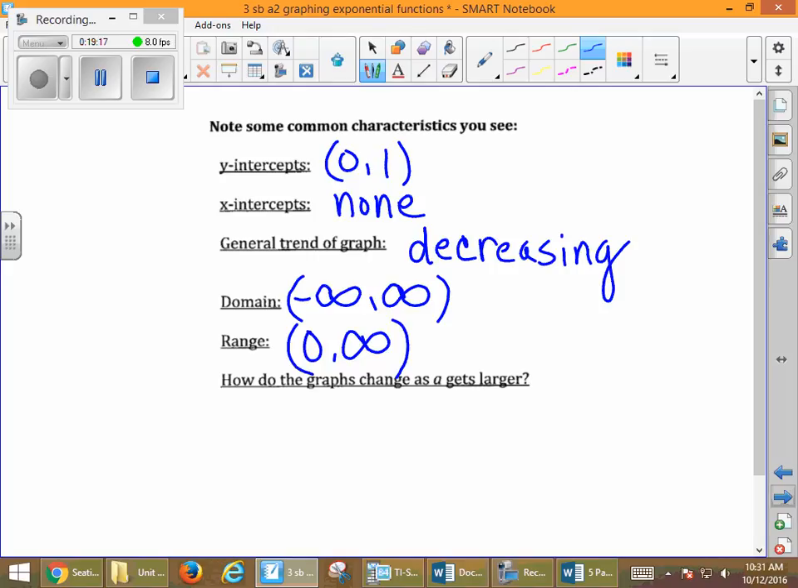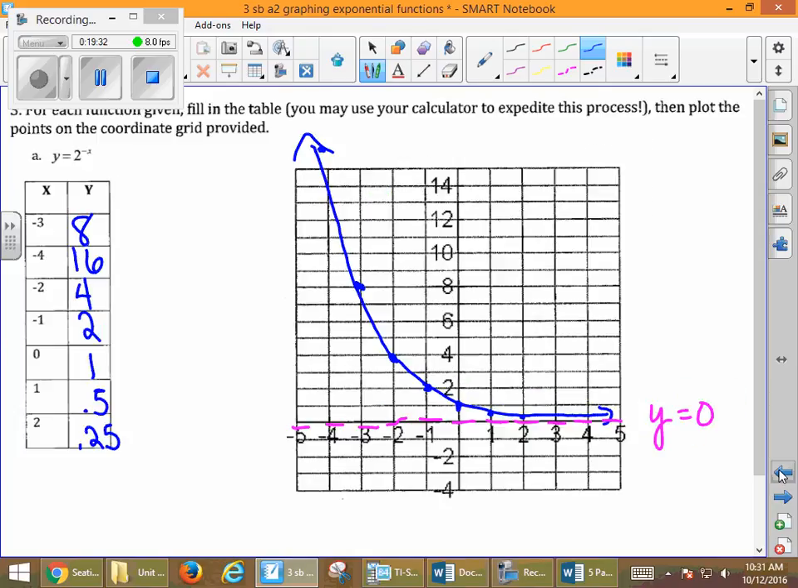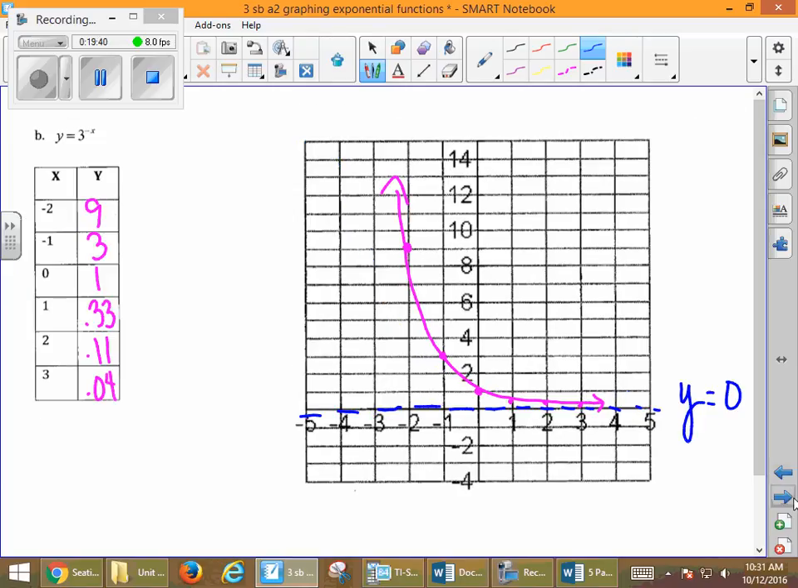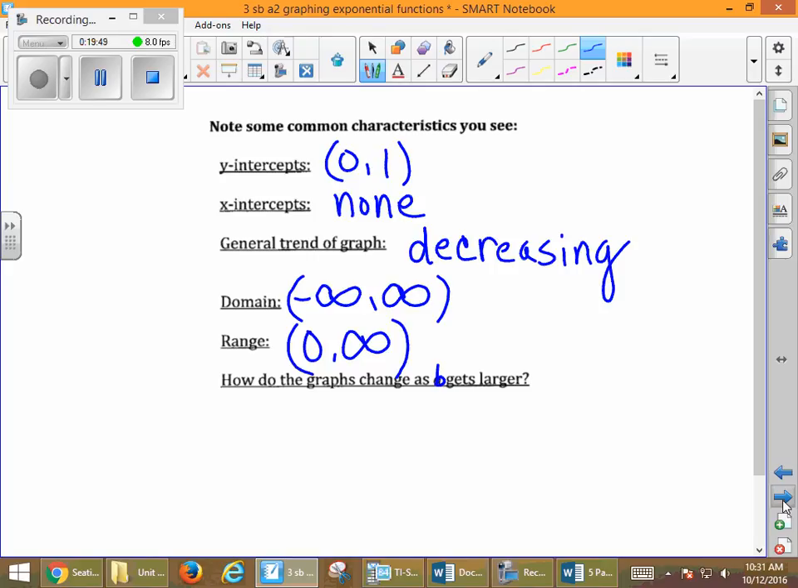So as we look at this last question here, how do the graphs change as B gets larger? Well, if we look at this again, it's the same kind of trend. So we're steep and then we end up pretty low. And then we're a little bit steeper and we end up there. And then we're even steeper there. But in terms of what I think I saw on your faces earlier, as B gets larger, our graphs decrease faster.